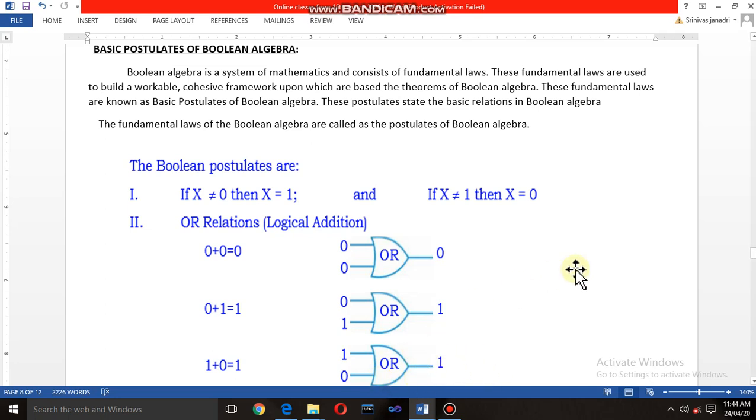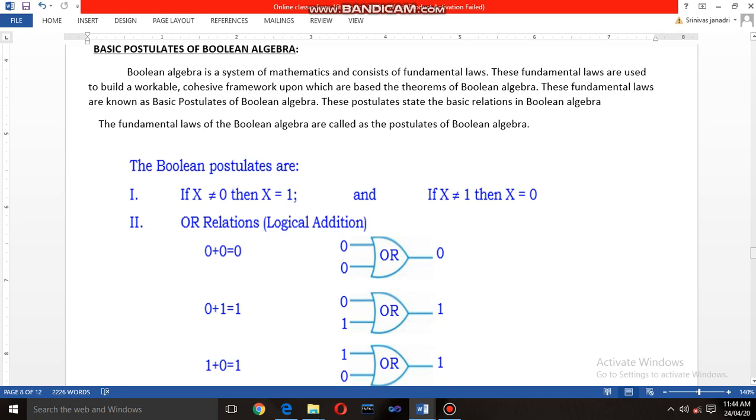Fundamental laws of Boolean algebra are called the postulates of Boolean algebra. Fundamental laws which are used in evaluating the expressions are called the postulates of Boolean algebra. And now Boolean postulates are mainly four types.